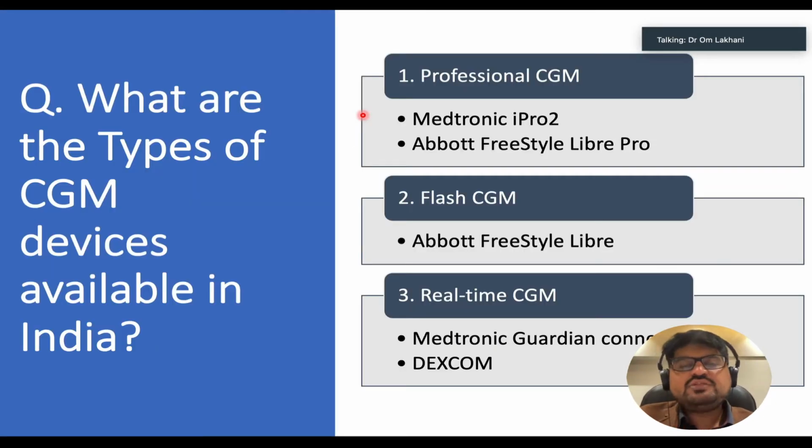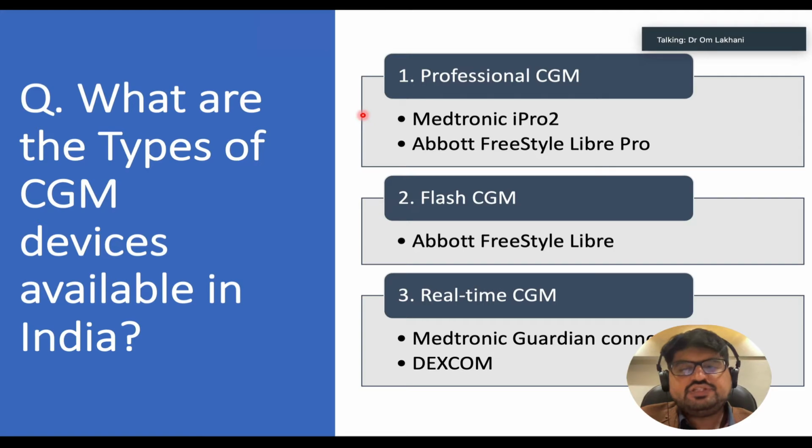So, frankly speaking, CGM has moved over a period of time, and the classifications have also evolved. This is the current classification for CGM devices that are available in India. You have three types of CGM. You have a professional CGM, which is Medtronic iPro 2, and the very famous Abbott Freestyle Libre Pro. Most of my talk is going to be about Libre Pro because that's the one which is most popularly used in India. The second is the Flash CGM, the Abbott Freestyle Libre, which is the newer version of Libre Pro, now available in India. We still don't have Libre 2, so we are still far away from that.